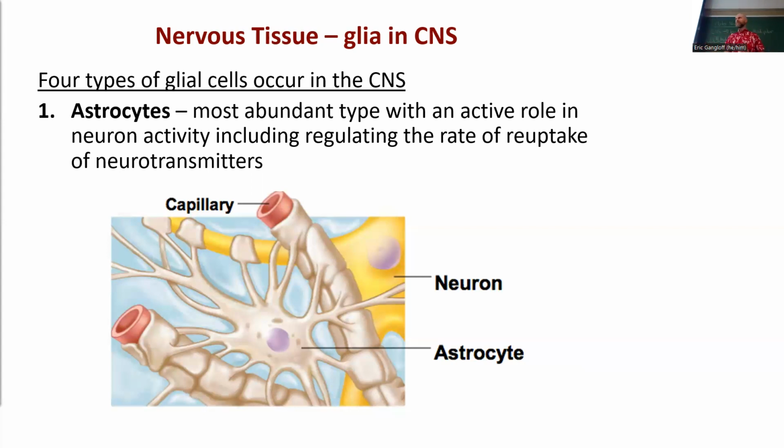Again, I'm not going to get into tons of detail about it. I don't need you to worry about that for this class. Just know that it's an important glial cell in terms of regulation of neurotransmitters.